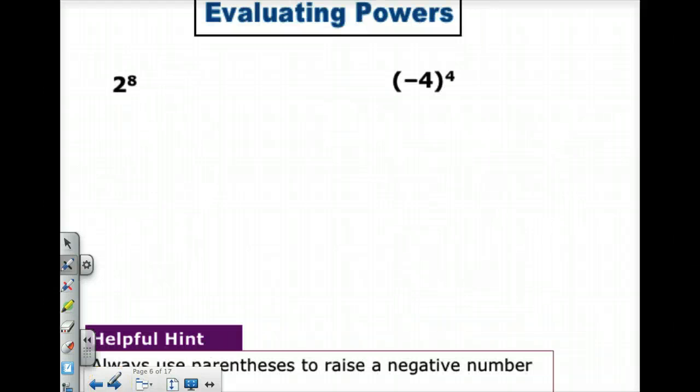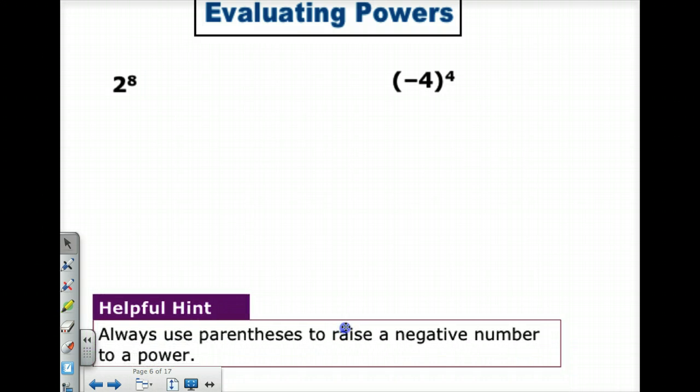Let's try 2 more. Here we have 2 to the 8th power. Okay, give me a minute. Whoops, I need to erase that. This is going to take me a while to write all these 8s. Why don't you go ahead and get started on this?